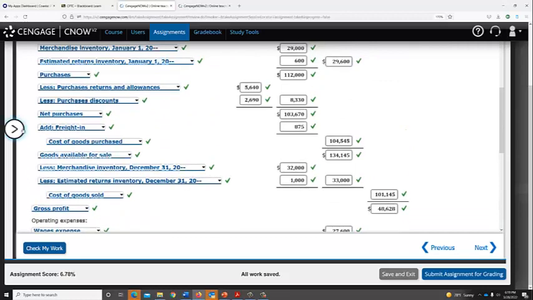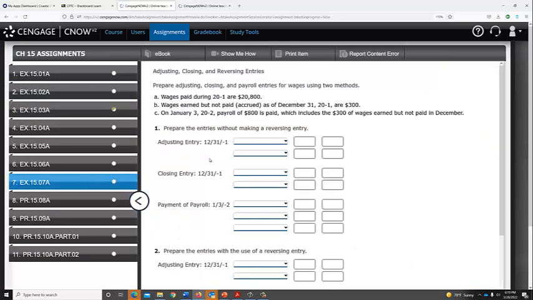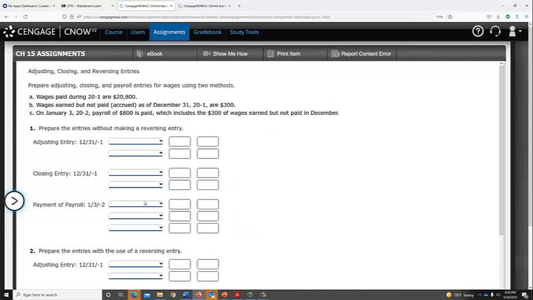Okay, so next we will, let's go to exercise 5.7. Now this one deals with adjusting, closing, and reversing entries. So we're going to look more closely here at that wages expense adjusting and reversing entry.